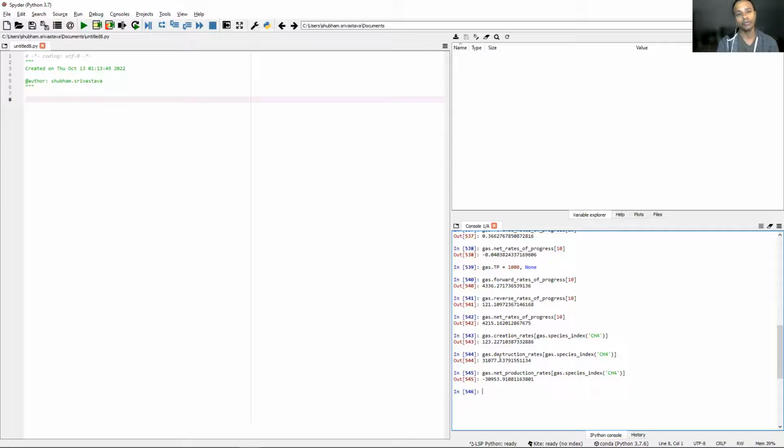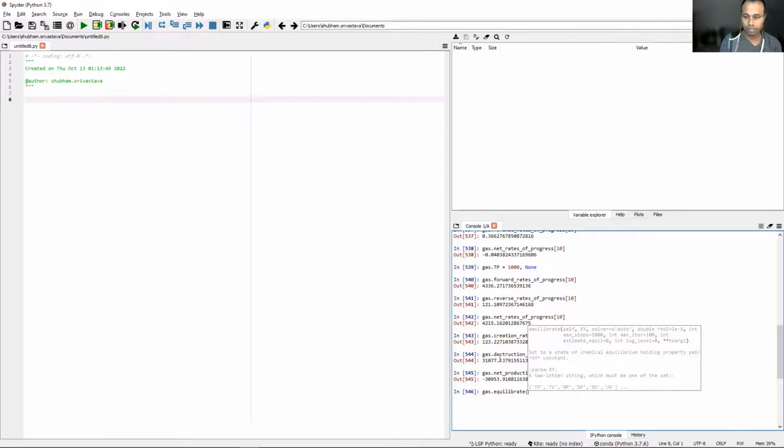So all the forward reaction rates will be equal to the reverse reaction rates. Everything is frozen in time in an equilibrium system, as we've seen in the past. Let's take this system to an equilibrium state, and then let's see what is the interesting thing that happens. So we'll say gas dot equilibrate at constant enthalpy and pressure.